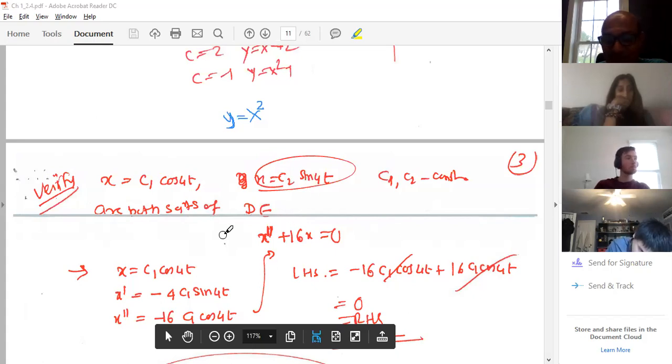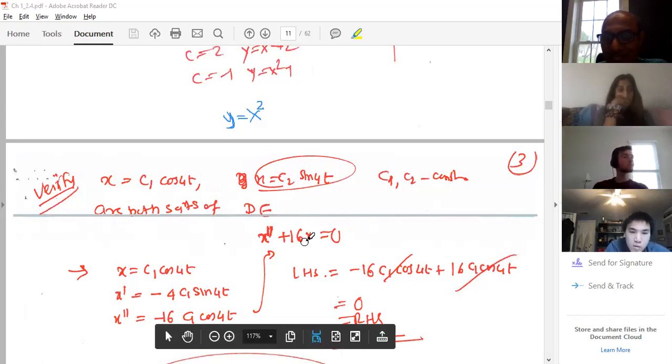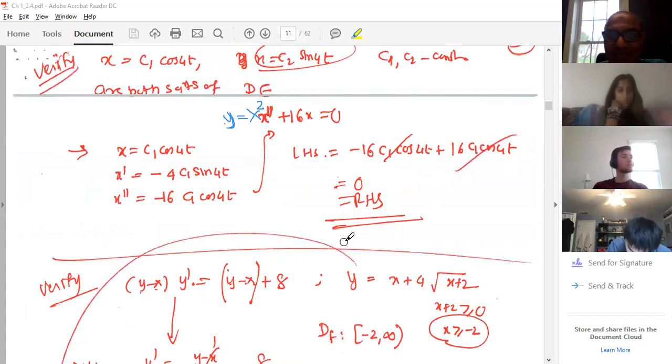Same way, start with x equal to c2 sine 4t and take the first and second derivative, plug it on the left side. You must get 0 on the right side. So that is a solution. I just leave that second part to you. I solved the first part, the second part is for you. Is it okay?